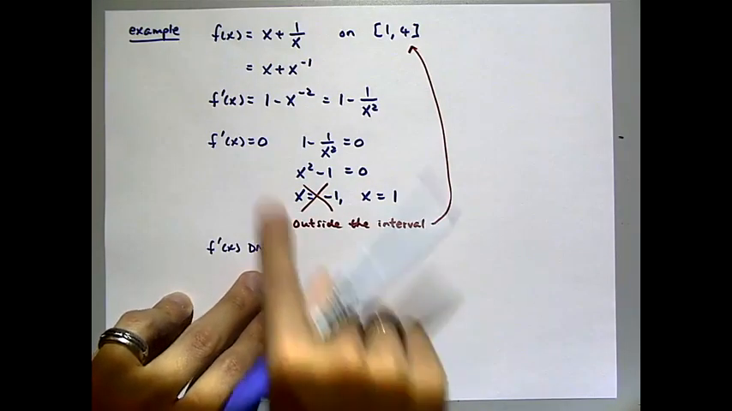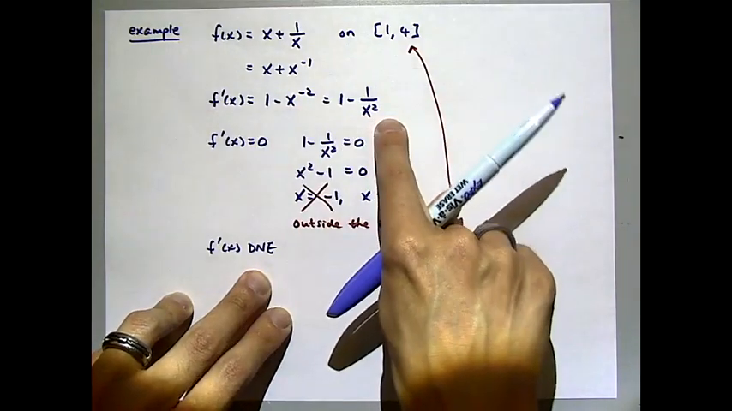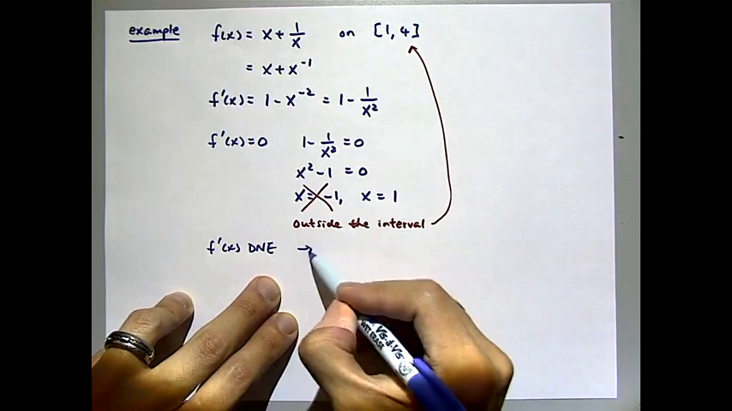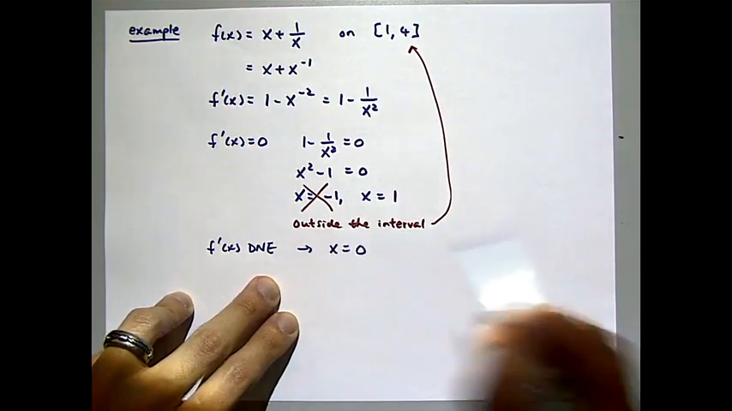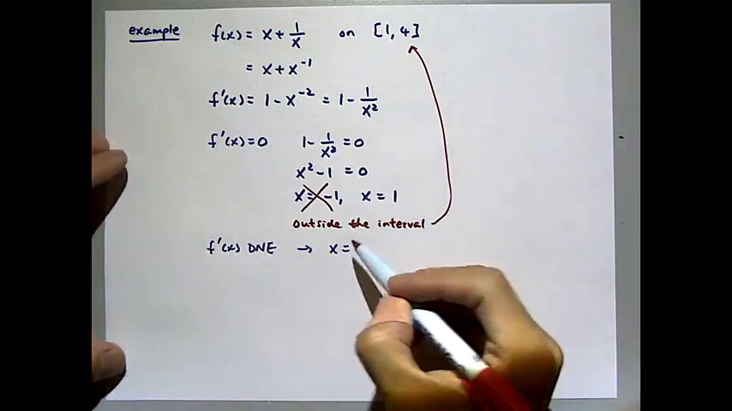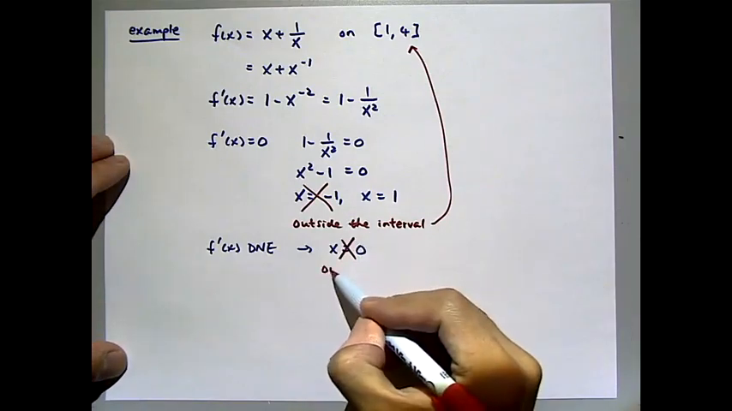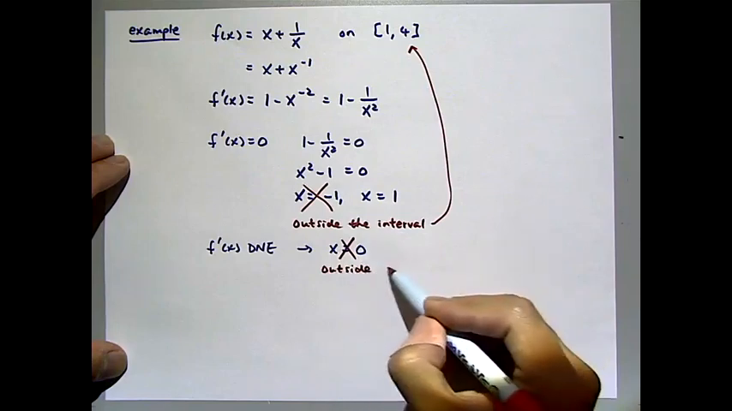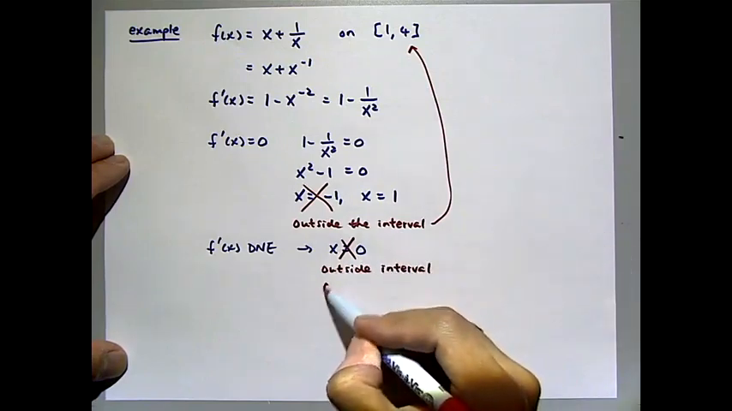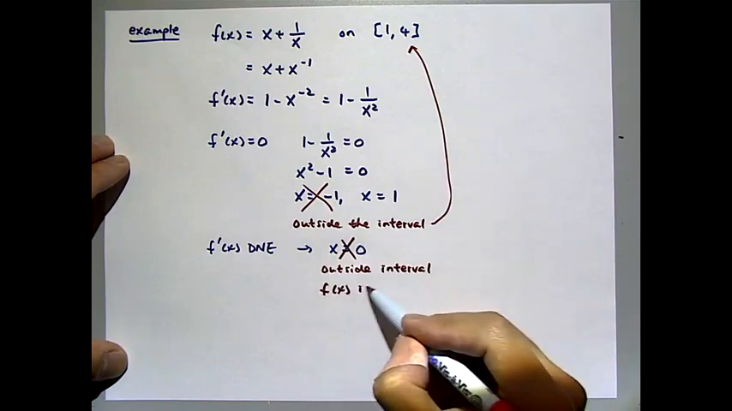Okay, now we look at what happens when f prime is undefined. Well, that's pretty clear at 0, right? And this one we also throw out for two reasons. One, it's outside the interval. Also, f is not defined there.